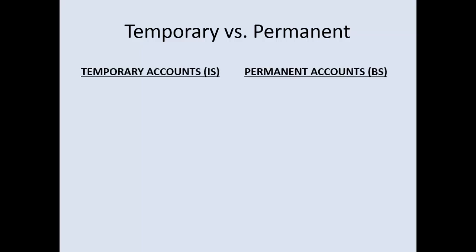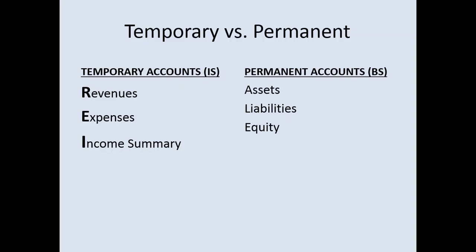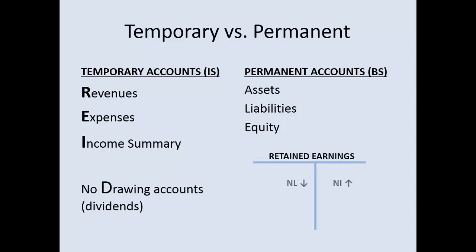It's important to understand the difference between a temporary account and a permanent account. And a way to remember it is R for revenues, E for expenses, and I for income, REI. In accounting principles, you might have had a D for drawing accounts, but there is no drawing account for a corporation. Withdrawals are in the form of dividends. Earnings are accumulated in retained earnings instead of in a capital account.